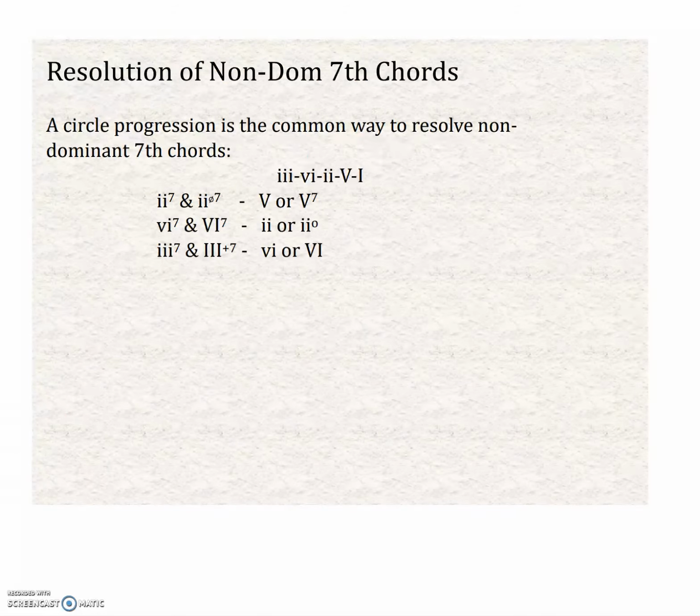Back to the resolution of non-dominant seventh chords. Here we're going to come back to, yay, circle progression. The circle progression is a really common way to resolve non-dominant seventh chords. 3, 6, 2, 5, 1. The 2 would go to 5, the 6 would go to 2, the 3 would go to 6, and so on and so forth.